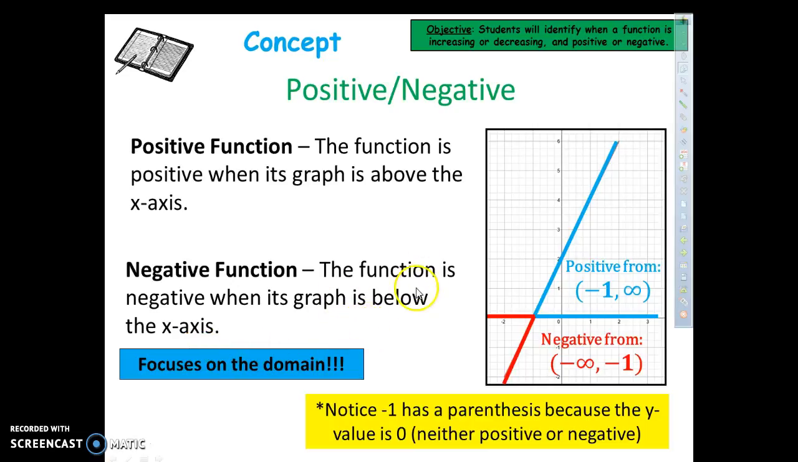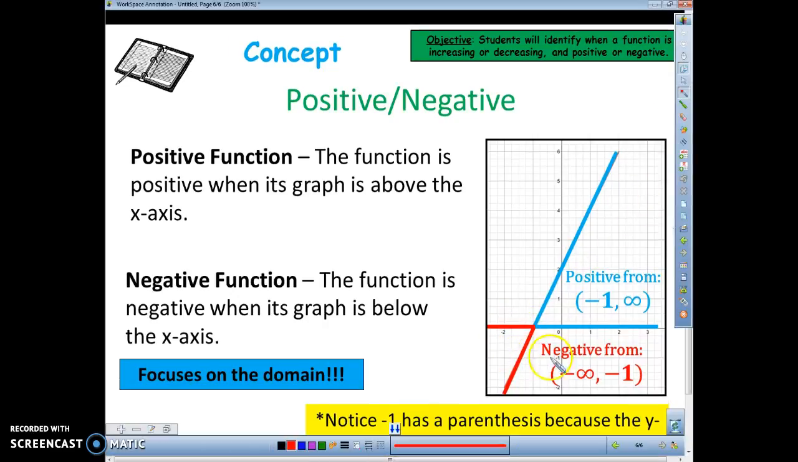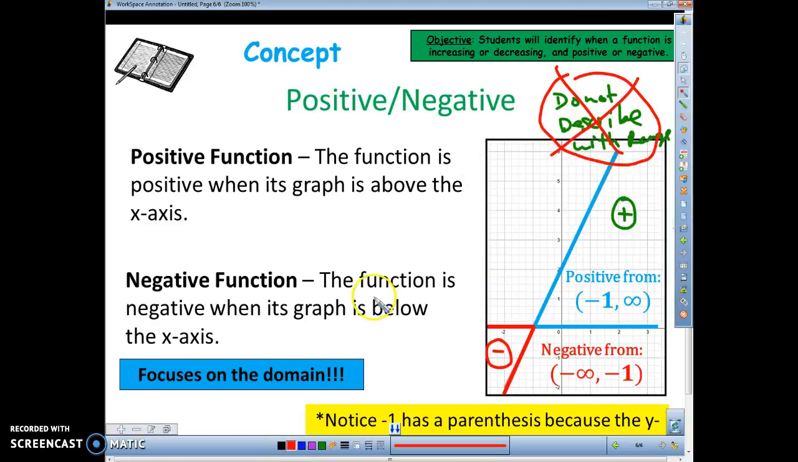The common misconception with positive and negative: you guys will do well identifying that when you're down here, we're negative, and then when we go up here, we're positive. But people tend to describe it with y values. Do not do that. Again, do not describe with your range values. I'll put a big circle around this. Don't do that, okay? Actually, I shouldn't make it red. I'll make it green. So we're going to use domain to describe those.